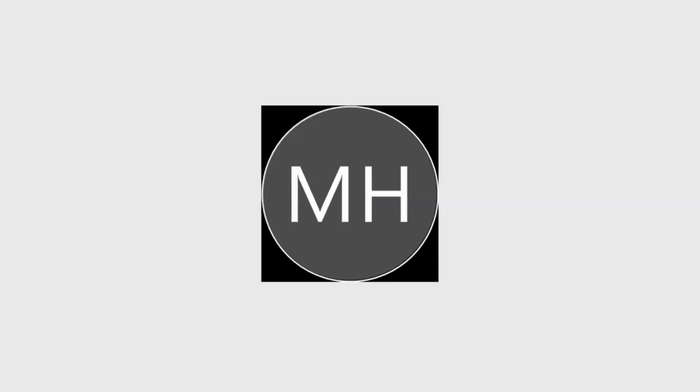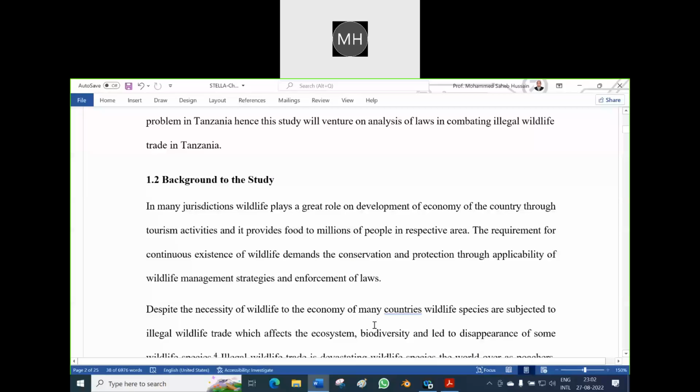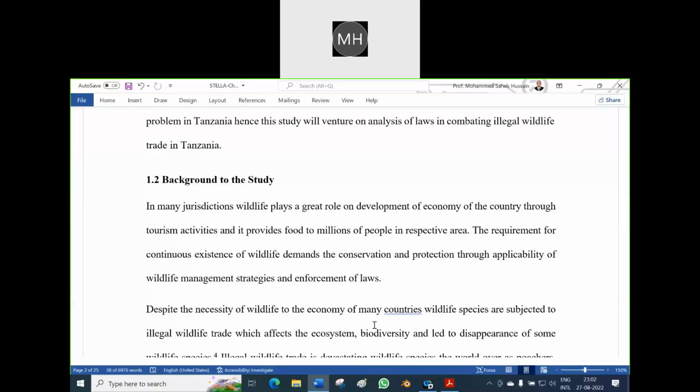Okay, the background of the study. In many jurisdictions, wildlife plays a great role in the development of the economy of the country through tourism activities, and it provides food to millions of people in respective areas. And here she has shown how it is useful. That is made very much clear here. But the idea is there. Why do you want to choose such a research? Let me see the next.